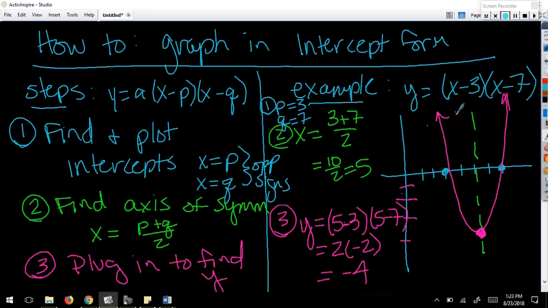Bet you can't guess the domain. Who would have thunk it? How about the range? Negative 4. Yes.